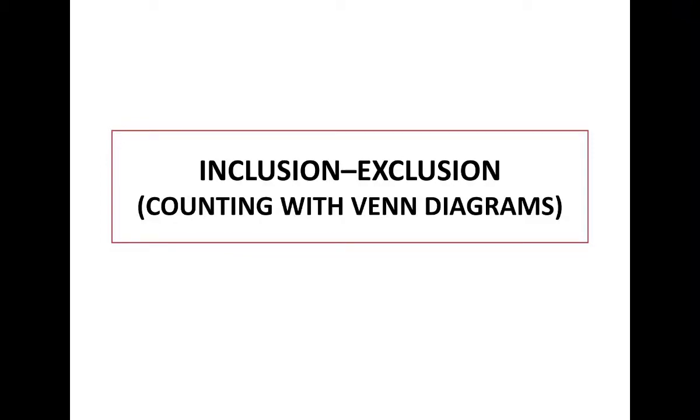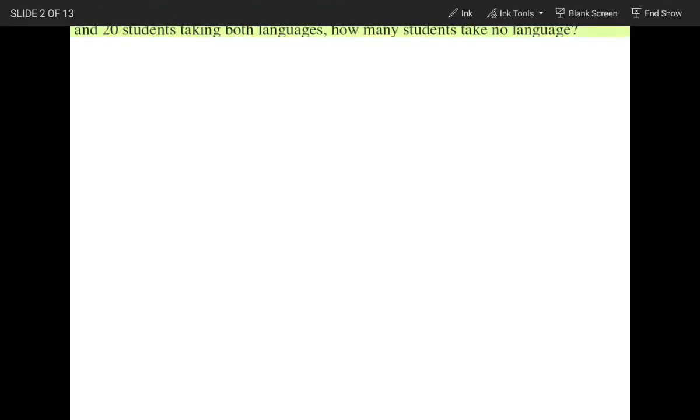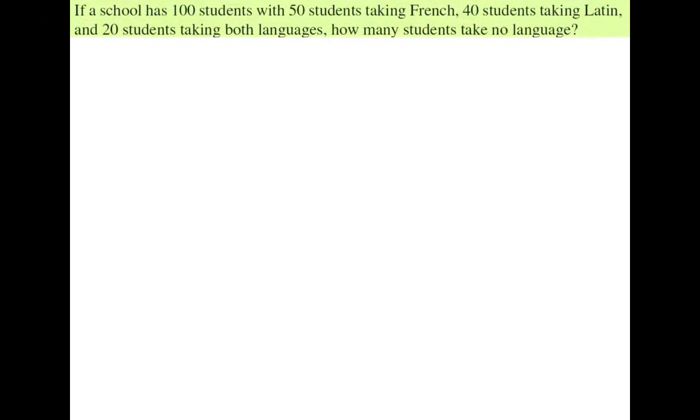Good morning everyone. So today we are going to start a new chapter, inclusion exclusion. We will initially see the concept of inclusion exclusion using the concept of Venn diagram, and then we will generalize it in the next section. So to begin with, let us assume that there are 100 students. So total number of these students are 100.